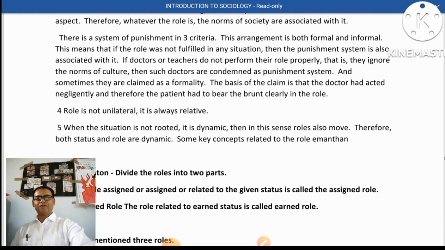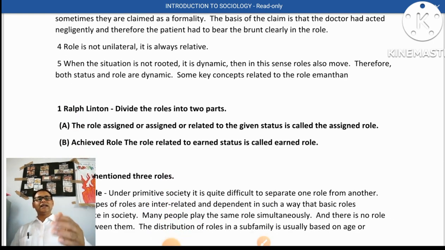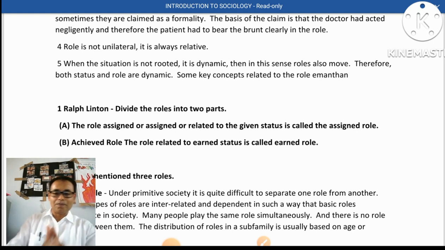There is a system of punishment. This arrangement is both formal and informal. This means that if the role is not fulfilled in any situation, then a punishment system is also associated with it. Role is not unilateral, it is always relative. If you say that someone is a teacher, then here someone is a student. If you say someone is a doctor, the role of doctor, then it is relative to the patient.